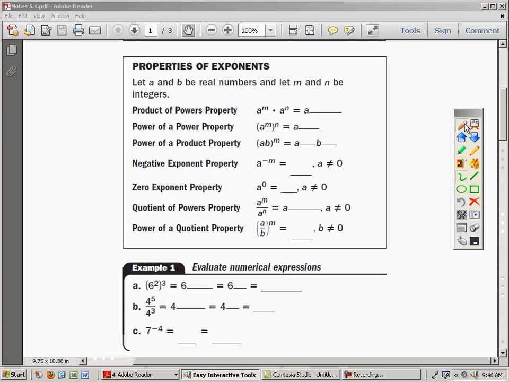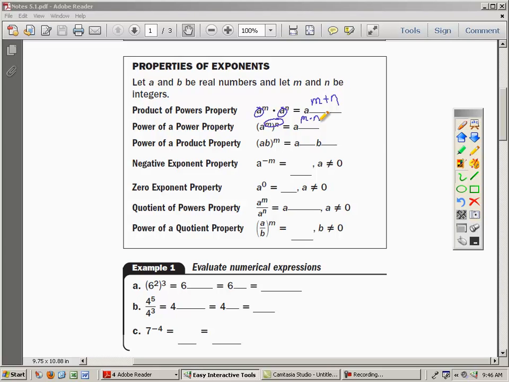First of all, the product of powers property says that if you have the product of two things where we have the same base, we simply add the exponents. All right, so this becomes a to the m plus n because it's the product of a to the m times a to the n. The power of a power property says if I'm raising a power to a power, effectively this becomes a to the m times n power. And again, make sure you understand that this is not a times m times n. These are to the m times n power. And again, we'll get to some examples of these here shortly.